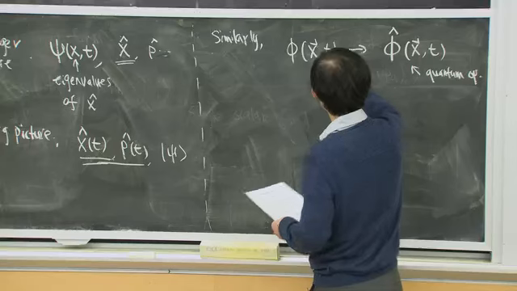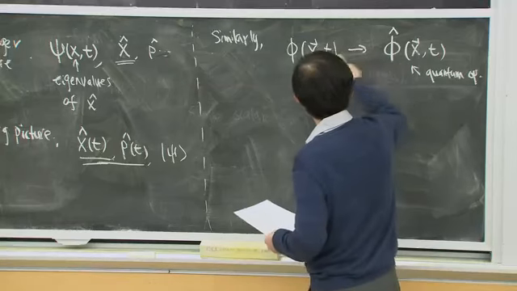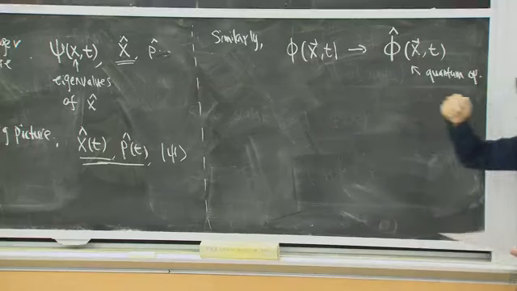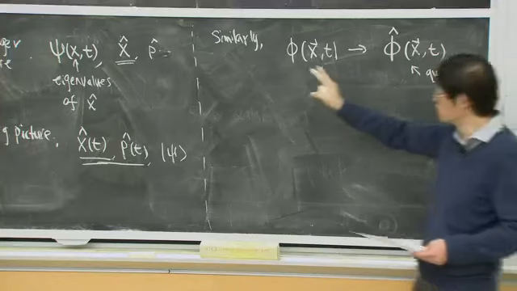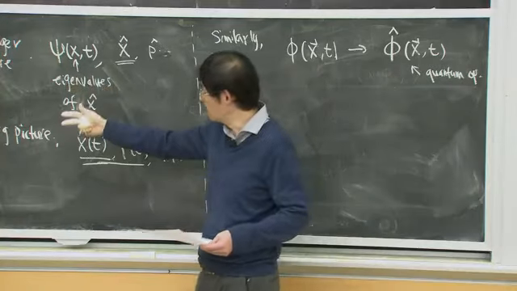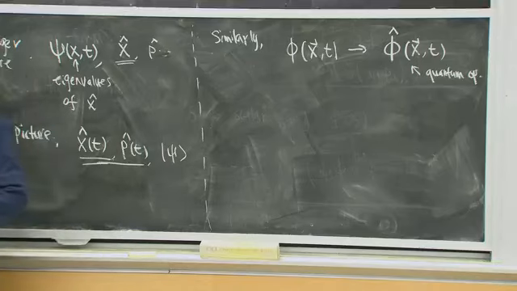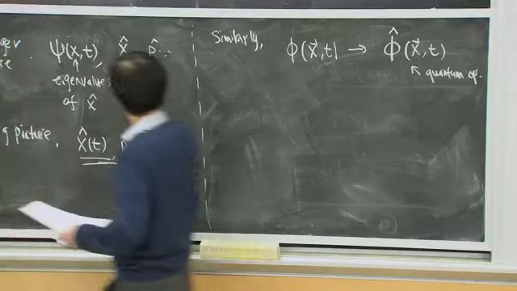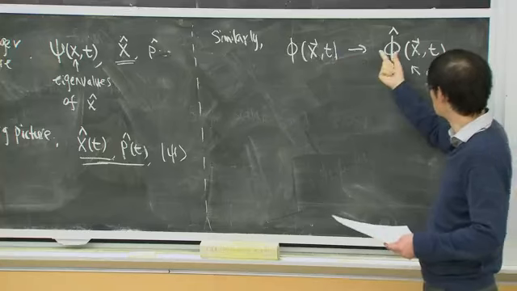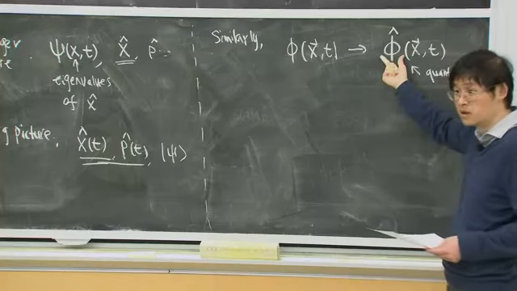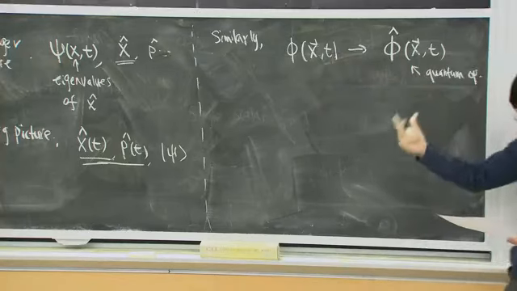Remember, in field theory, this x is always just a label of the space point. Okay, it's not a dynamical variable. Here in classical mechanics, this is a dynamical variable, but in field theory, this is just a label. So they're not dynamical. The dynamical variable is phi itself. So phi becomes an operator.